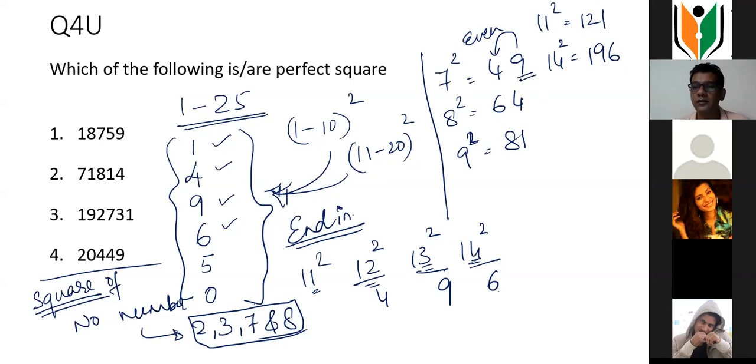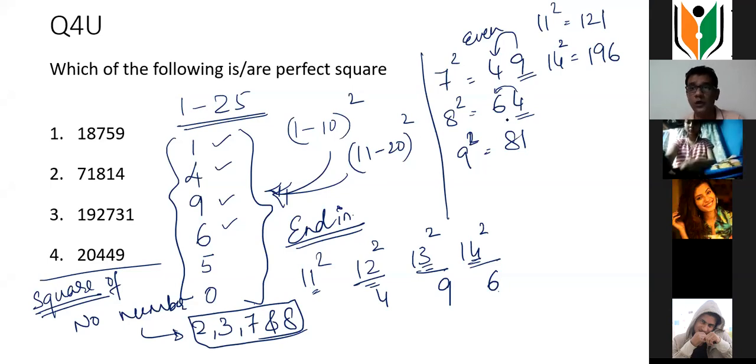Let's say 13 square. What is 13 square? 169. Ends in 9, the previous digit is even. 6. When a number ends in 4, the previous digit is even. Let's say 12 square. 12 square is 144. So when it ends in 4, the previous digit is even. When the number ends in 1, the previous digit is also even. When the number ends in 6, the previous digit is odd.